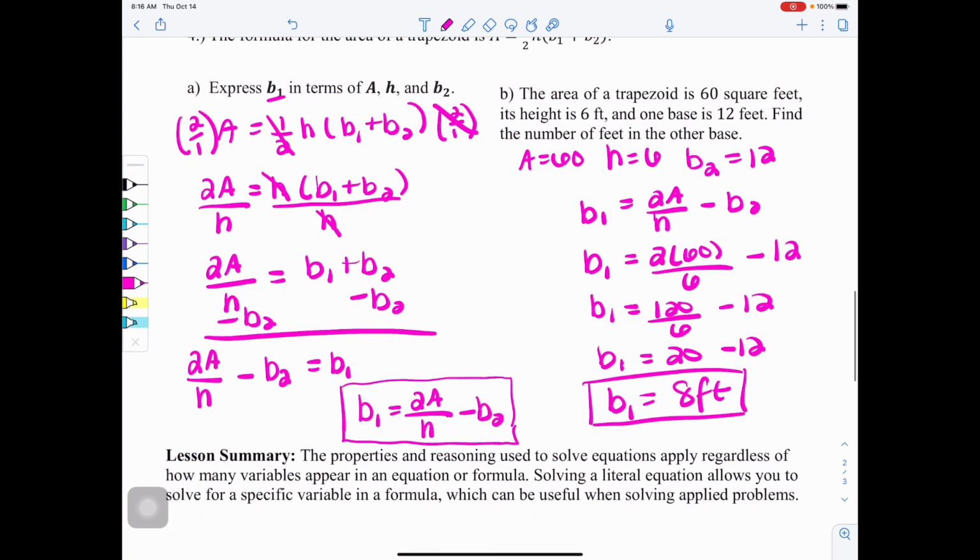So as a summary, the properties and reasoning used to solve equations apply regardless of how many variables appear in an equation or formula. So you're still using your inverse operations and your properties. Solving a literal equation allows you to solve for a specific variable in a formula, which is what we just did in example 4, which can be useful when solving applied problems. And that concludes your lesson on literal equations, day 1.